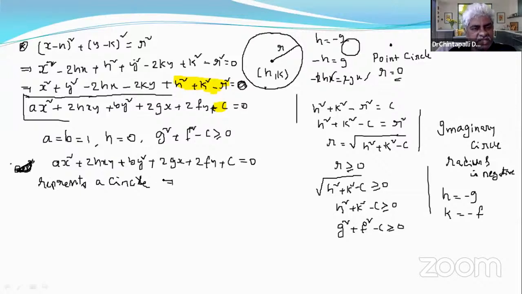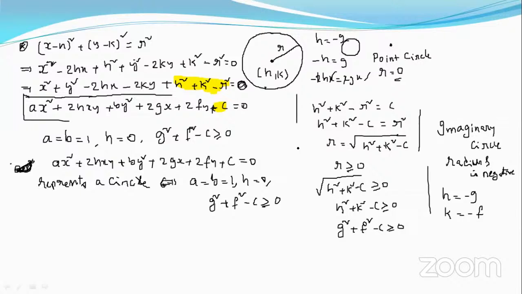That means this condition is used in both ways. The if and only if condition is called bi-implication: a is equal to b is equal to 1, h is equal to 0, and the main condition g square plus f square minus c is greater than or equal to 0, right?